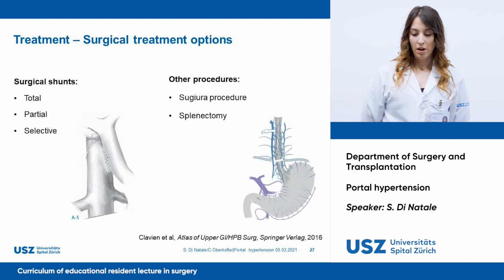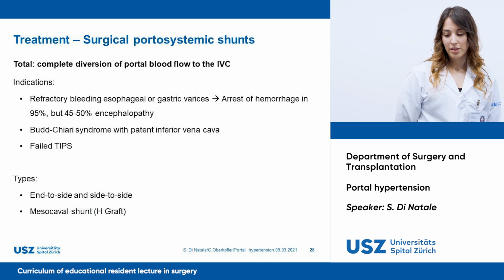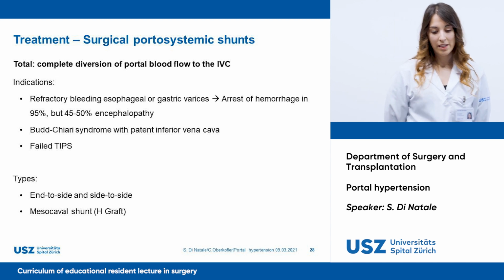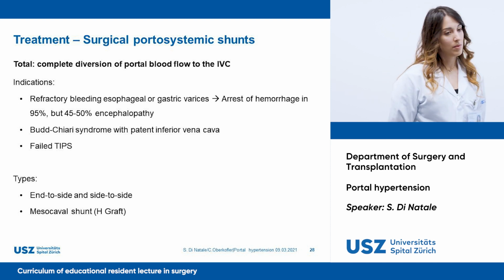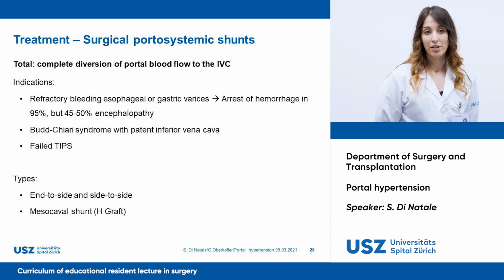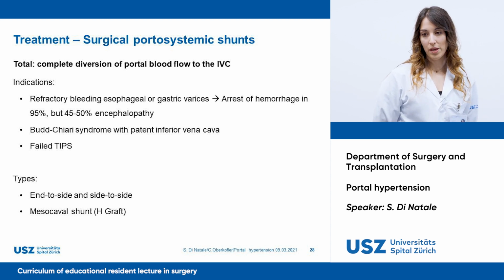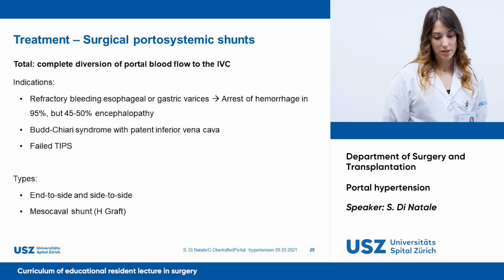Now, surgical treatment options for portal hypertension include surgical shunts, which can be classified into total, partial, and selective, as well as the Sugiura procedure and splenectomy. Total shunts lead to a complete diversion of the portal blood flow to the inferior vena cava, and indications are refractory bleeding from gastroesophageal varices, where control of hemorrhage is seen in almost 95%, but with a rate of 50% for hepatic encephalopathy. Other indications are also Budd-Chiari syndrome as well as a failed TIPS.